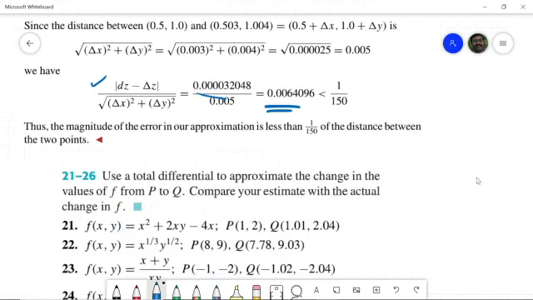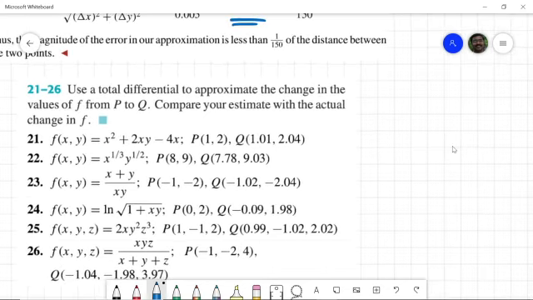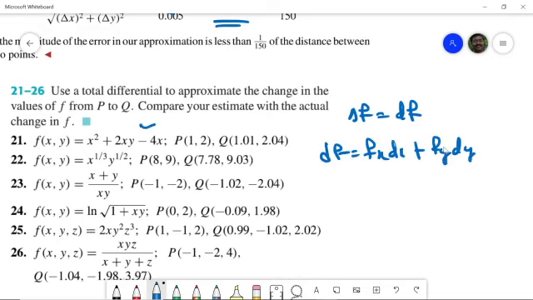So let us try to do one more question here. Use a total differential to approximate the changes in values of f from p to q. Compare your estimate with the actual change in f. You will use the same procedure. First you will try to approximate the change delta f using df, the differential. What's the formula? df is nothing but fx dx plus fy dy. I hope you understand this step. If you take this problem, fx would be 2x plus 2y minus 4 into dx. Again fy would be nothing but 2x into dy.